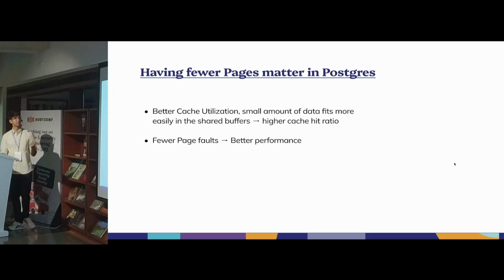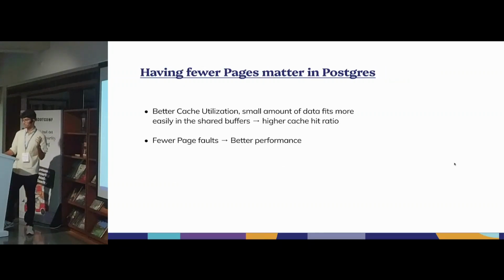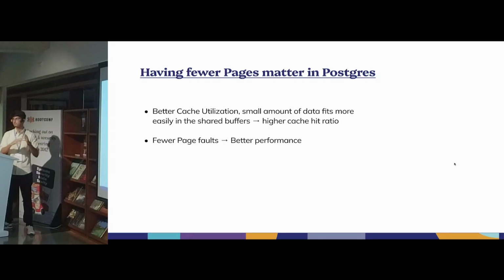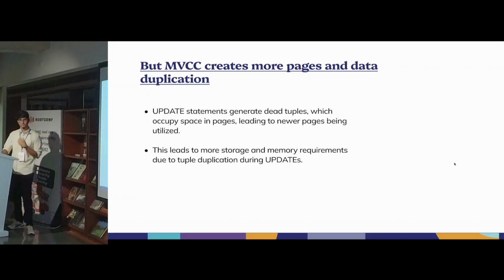And having fewer pages also matters in Postgres, right? This matters because your shared buffers, or the cache, is a limited set of memory. And the fewer pages you have, the less memory you'll have to use. This is actually a problem for us because Postgres uses MVCC for transaction isolation, but MVCC also creates a lot of dead tuples, a lot of junk, you would call it. An update statement generates a new tuple. There's data duplication happening. The older tuples take up storage space, the newer tuples are taking up storage space, and that will lead to more pages being created.